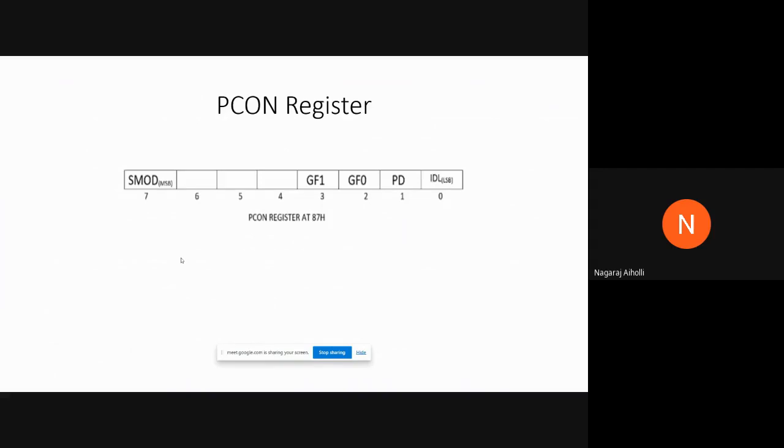If we set this idle bit to 1, then the processor, or the microcontroller, will stop. These are the various bits of the PCON register, and the bit pattern of the PCON register.